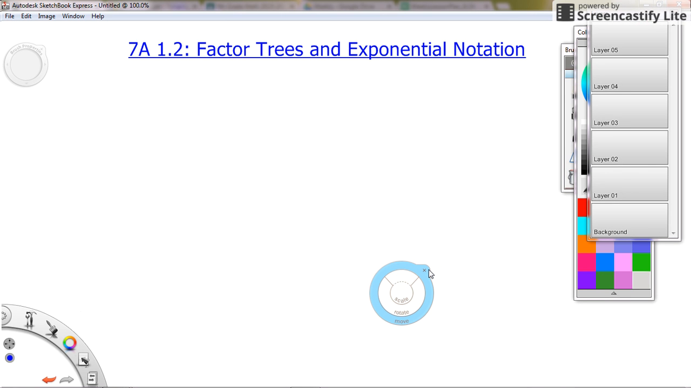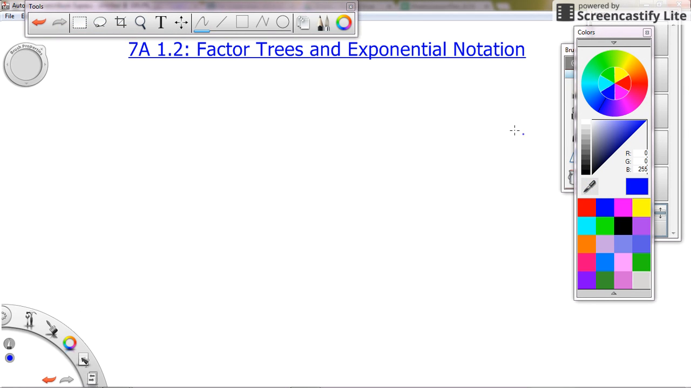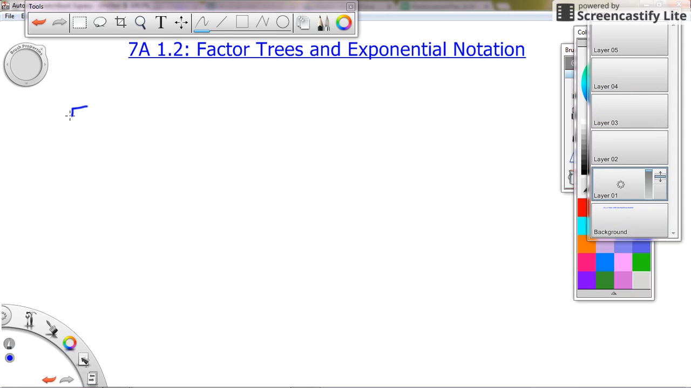Hey everyone. Okay, so today we're going to talk about factor trees and exponential notation. Now, I'm pretty sure that most of you remember how to do factor trees. Factor trees are a way to help us find out what the prime factorization of a number is. So if I take a number like 54, I want to know the prime numbers that multiply together to equal 54.